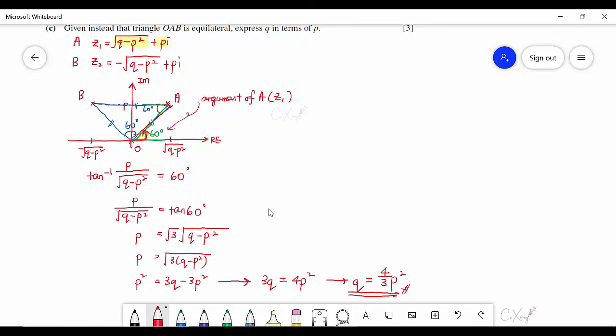So by just using one argument of A, you can get the answer. You can get the relation between the Q and also the P.